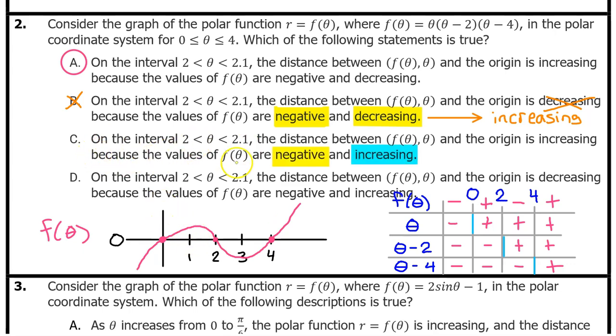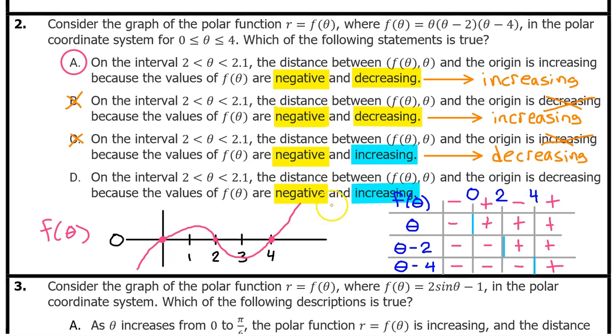On option C, we were told that f of theta is negative and increasing. Do you hear how these sort of sound different? They have a different vibe. That tells us that the distance from the origin is decreasing, not increasing. So we could eliminate option C without looking at any graph.